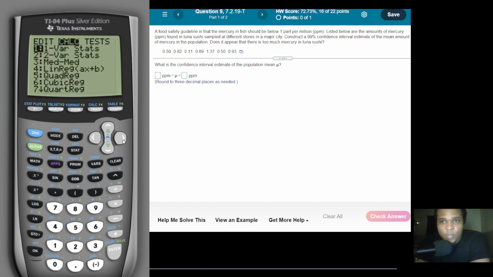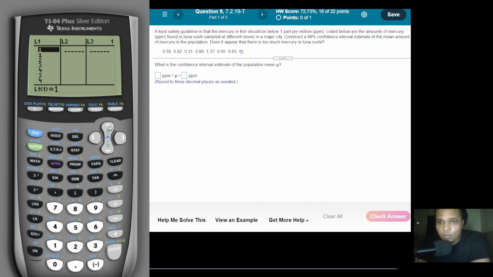Stats. We have data. Let me go back. Stats, edit. Now I'm going to show you how to clear this. Okay, do not hit the delete button. You hit the delete button, you're going to get rid of your L1. Hit the clear button and hit down. Or you can go back to the clear list thing I showed you a little while ago.